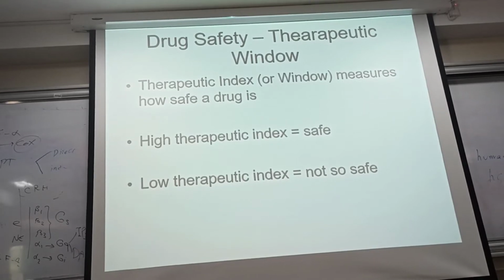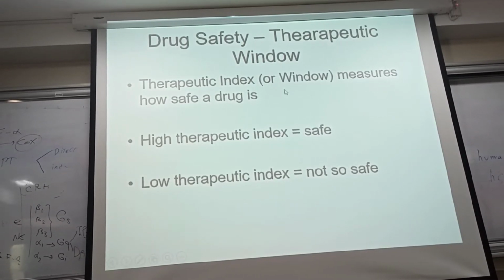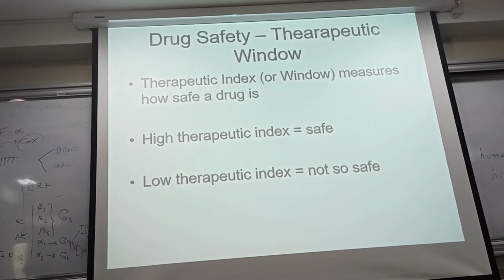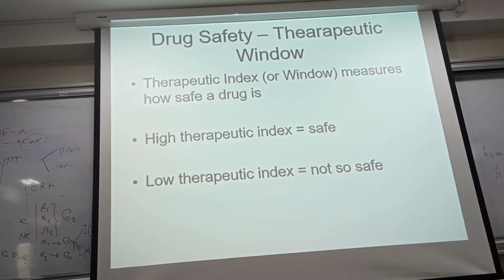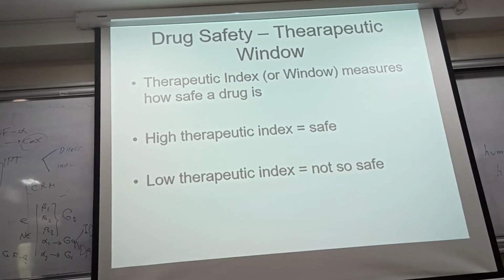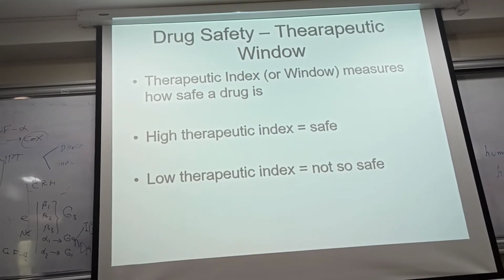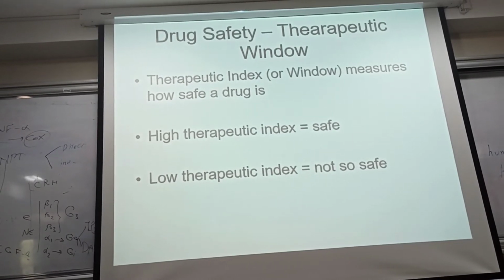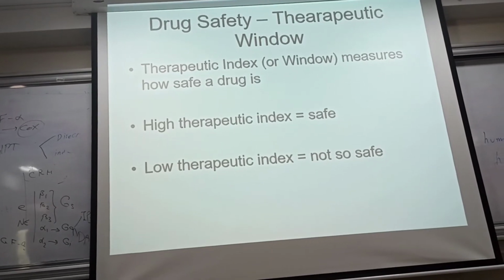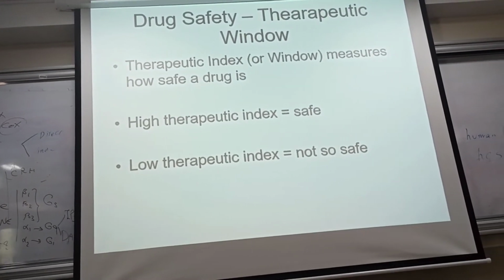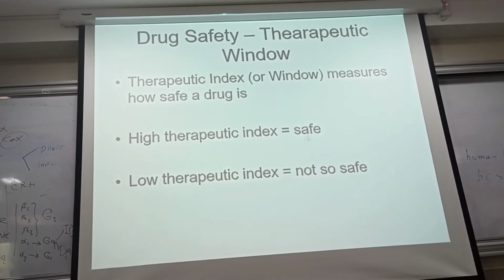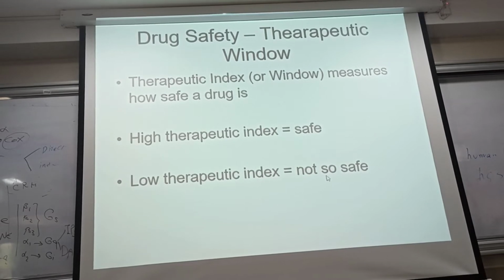We talked about the therapeutic window in previous sessions. And we said that in animals we can have LD50, we can have ED50, and the ratio is the therapeutic index. The higher the number is, the more the safety. The ratio of LD50 to ED50 is the therapeutic index. Then it's safe. And a low therapeutic index is not safe.